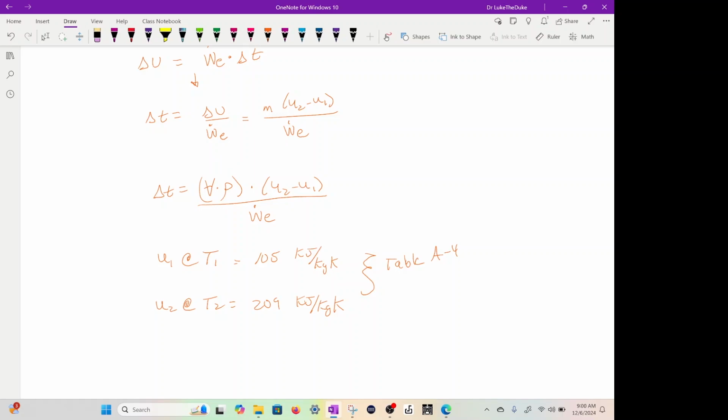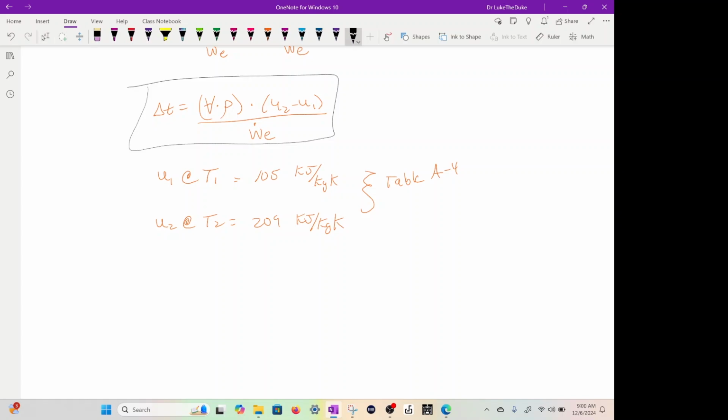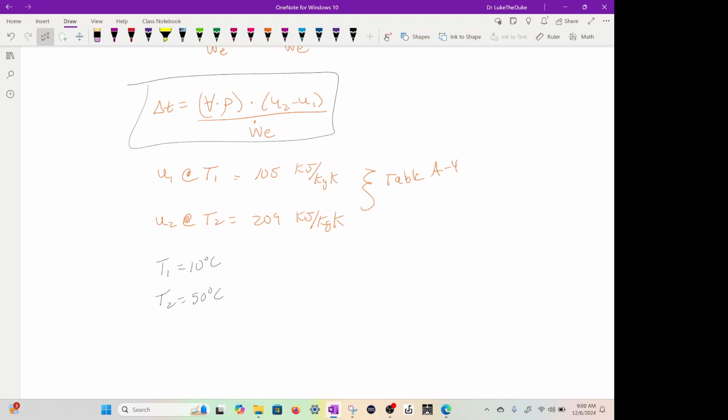So use this equation and create programming code that will calculate this. Okay? I want to also know T1 at 10 degrees C and T2 at 50 degrees C. So this will help you. This is a quick derivation on how you would find the time it takes to heat up a hot water heater.